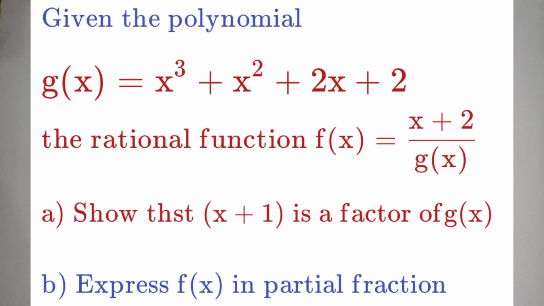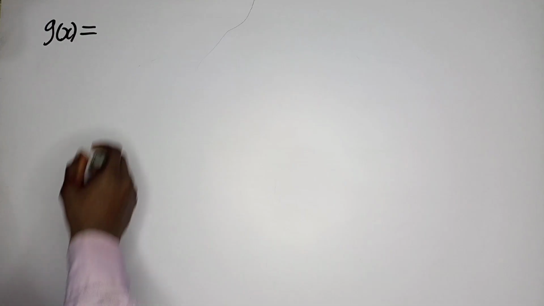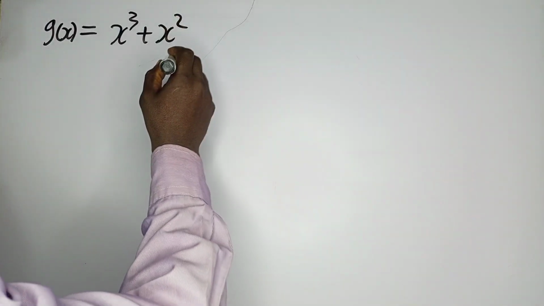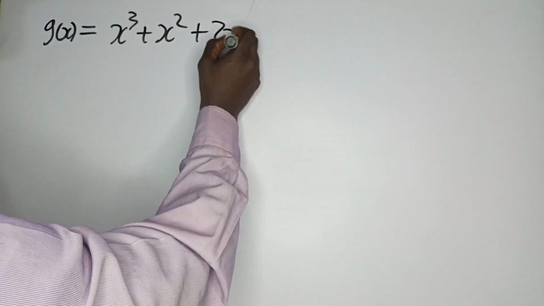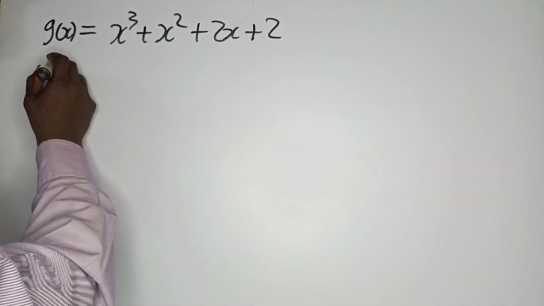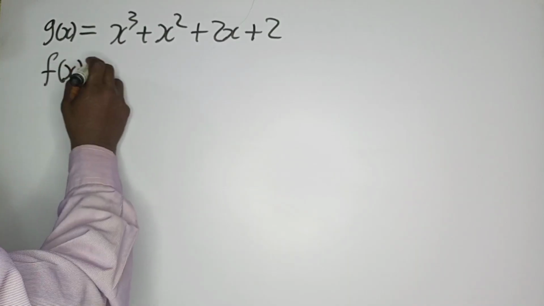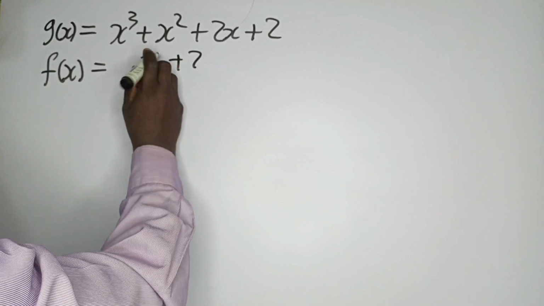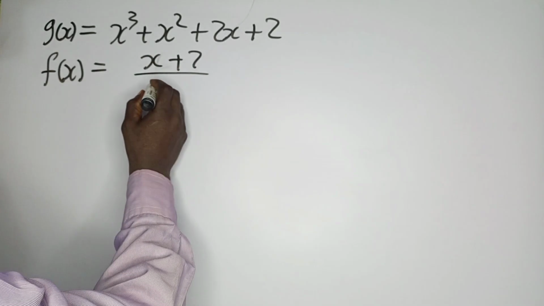All right, let's start. Please watch the solution carefully because a lot of insight will be demonstrated in all the major steps of this solution. We are given the polynomial g of x as x cubed plus x squared plus 2x plus 2, and the rational function f of x as x plus 2 all over g of x.